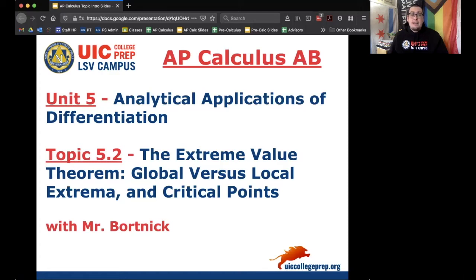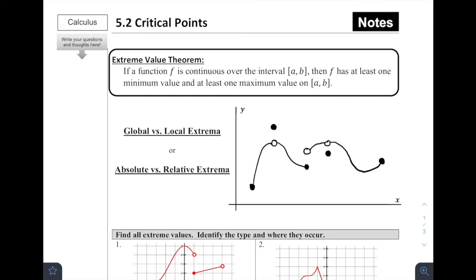We are in Unit 5, Analytical Applications of Differentiation. Today's topic is 5.2, the Extreme Value Theorem. We're talking about global versus local extrema and critical points. Enjoy today's notes. All right, for section 5.2, we're talking about critical points.